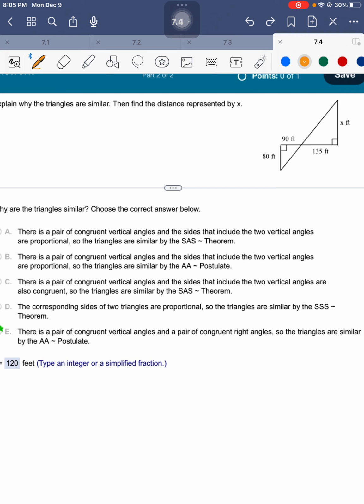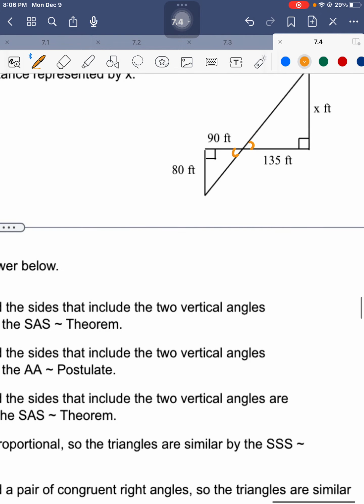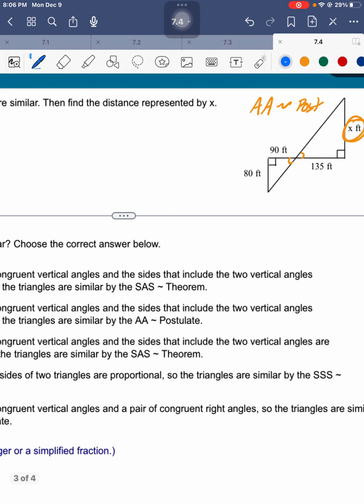Okay? So, explain why the triangles are similar. Okay, well, I already know that they're similar because of this. Look, I have vertical angles. So if I have one pair of congruent corresponding angles and a second pair of congruent corresponding angles, then don't I already know that this triangle is similar to this one? So now I know that they're similar by the AA similarity postulate. So now I want to find X.